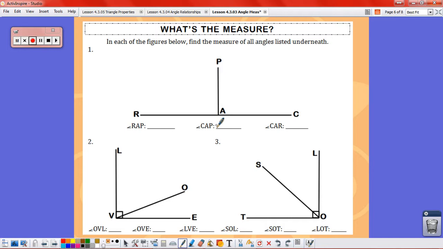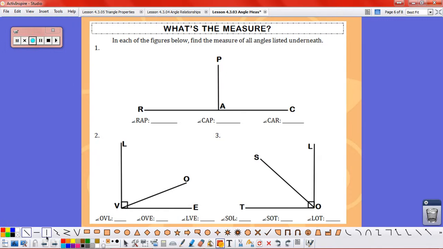All right, now we're going to actually use what we've reviewed about naming angles in order to measure some angles. And I always remind the students of the steps. Extend the line if you need to. If it's not long enough for you to see what's going on, you're going to need to extend that line.